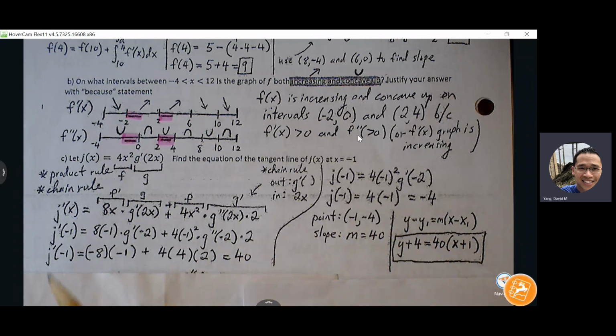To find my slope, I'm going to insert -1 into the derivative function that I've already built. Replace every x value with -1. g prime of -2 and g double prime of -2, I can pull from the table. I end up all the way with 40, and then finally point slope form. Yeah, the hardest part here is recognizing the need for product and chain rule, and then applying those rules to build the derivative.